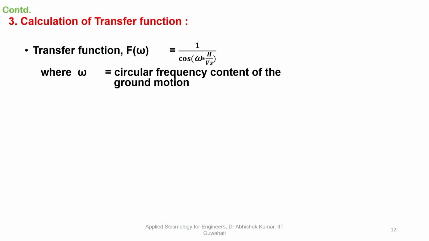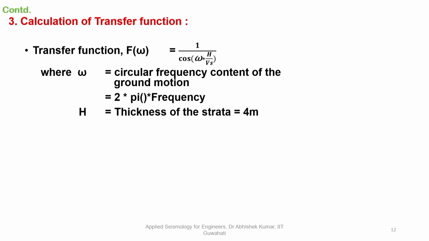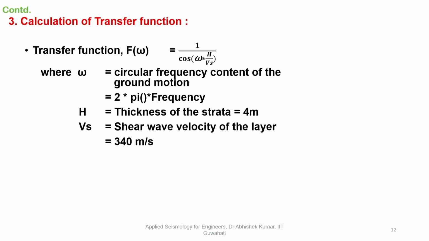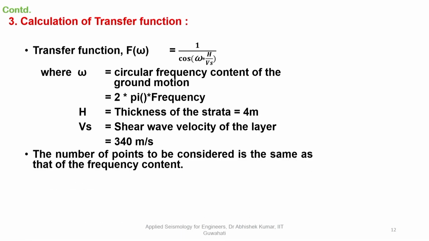Omega is the circular frequency content of the motion, which can be defined now. Just now we have defined the frequency content of the motion, multiplied by 2 pi. So, omega will be equal to 2 pi f. The f frequency content you have defined, multiplied by 2 times pi, you will get the circular frequency in radian per second. H is the thickness, given as 4 meter, and the shear velocity of the medium is given as 340 meter per second. The number of data points will be considered the same as the number of points in the frequency content, that is up to 100 hertz.